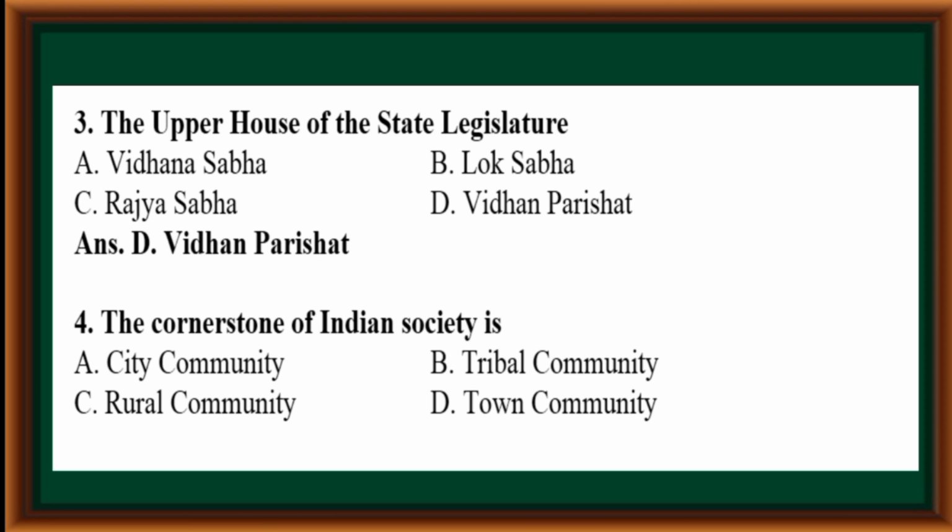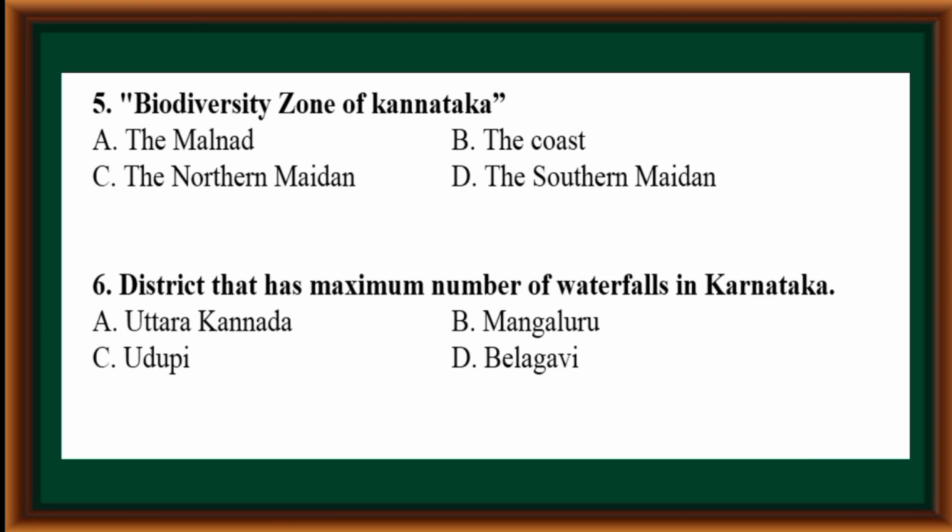The upper house of the state legislature: Vidhana Sabha, Lok Sabha, Rajya Sabha, Vidhana Parishad. Vidhana Parishad. The cornerstone of Indian society is: city community, tribal community, rural community, town community. Option C, rural community. Biodiversity zone of Karnataka: the Malnad, the coast, the northern Maidan, the southern Maidan.